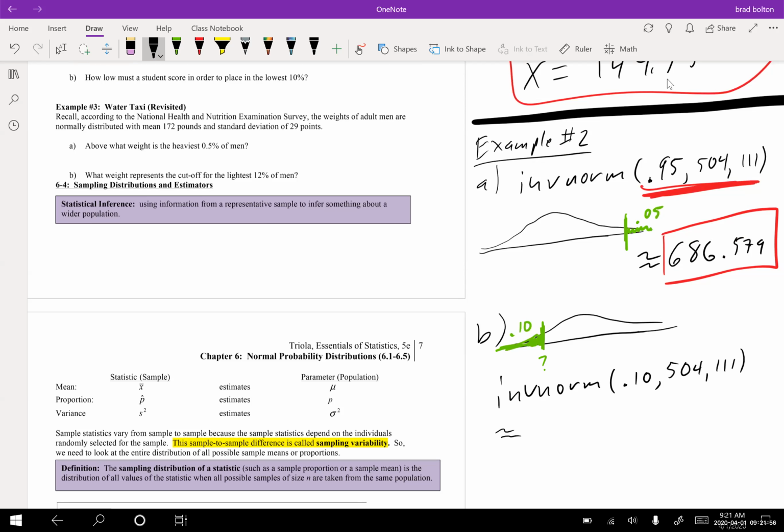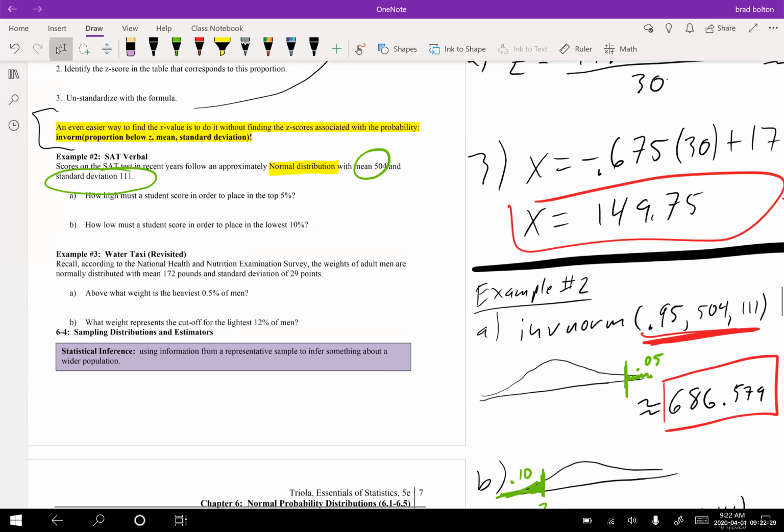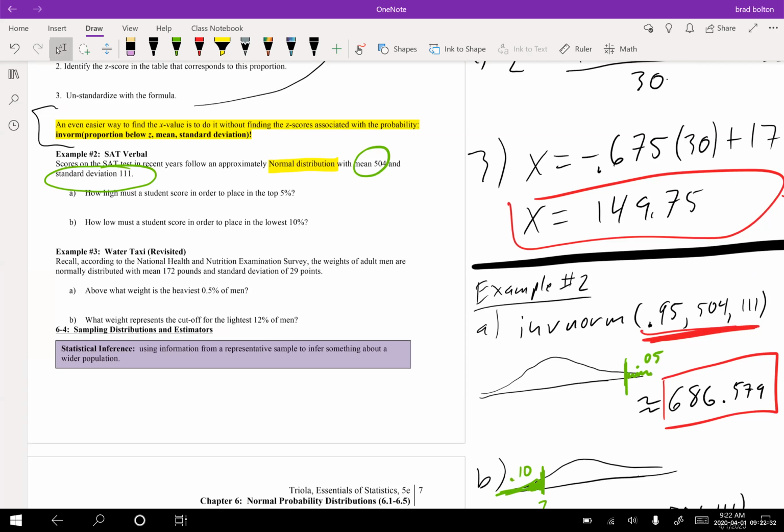So we're going to do second vars, inverse norm, 0.10, and everything should still be in there. And I'm going to get 361. We'll use 3 decimals again, 748. Okay, so we get 361.748. So that's the score that you would need to be in the bottom 10% of the population. All right, is everybody okay with that? Let's see here. Hopefully I have room to do this. How much room will I need?